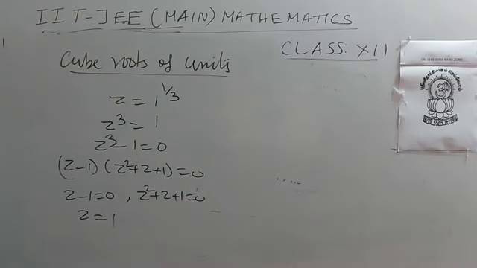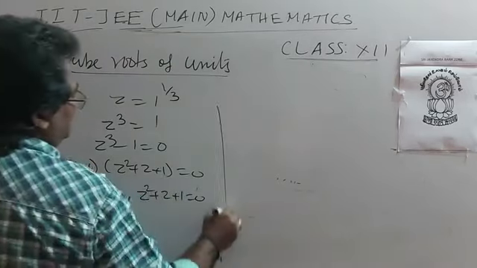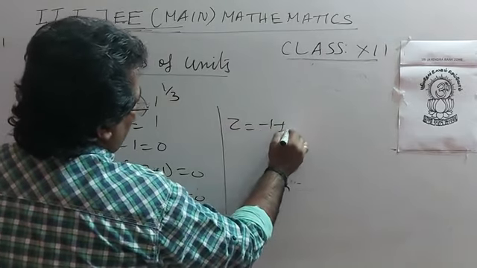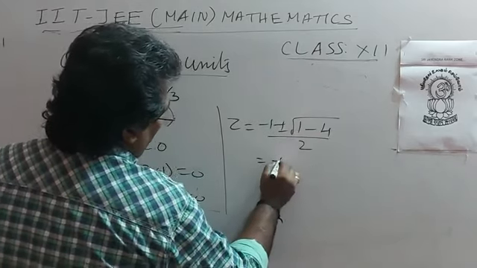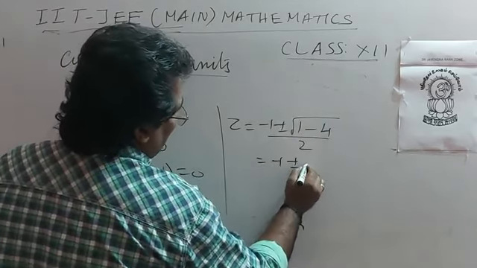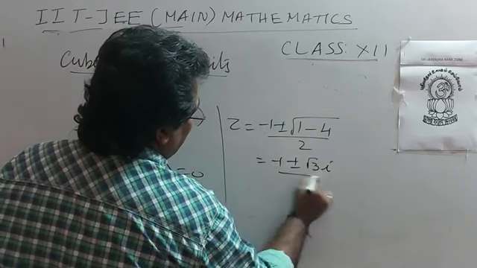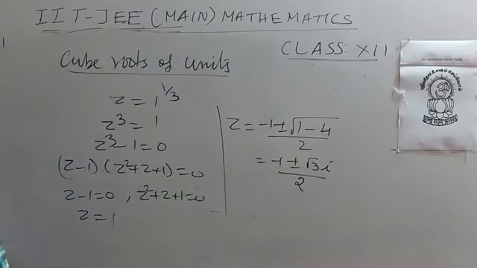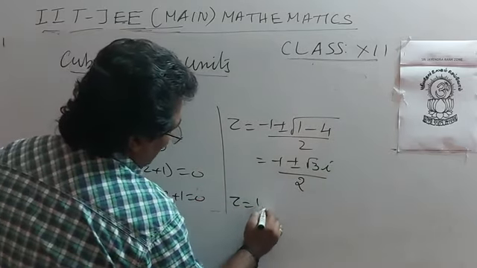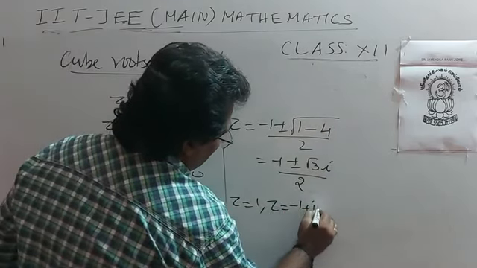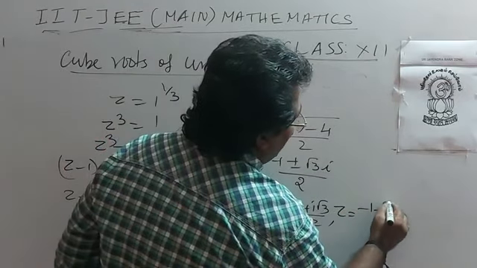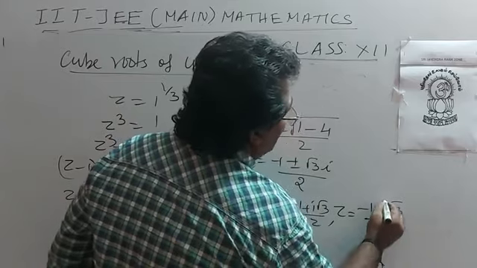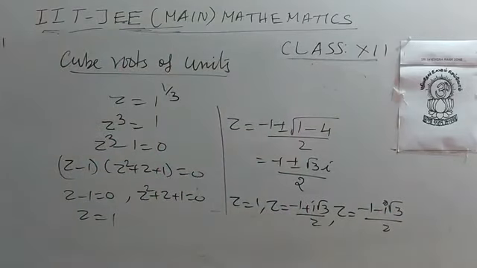Here Z equal to 1. For this, Z equal to minus 1 plus or minus root of B squared minus 4AC by 2A, that is plus or minus root 3 into I by 2. So Z equal to 1, Z equal to minus 1 plus I root 3 by 2, Z equal to minus 1 minus I root 3 by 2.